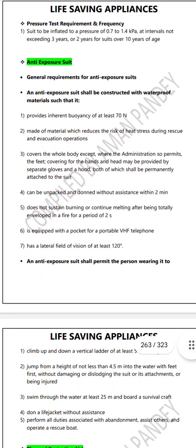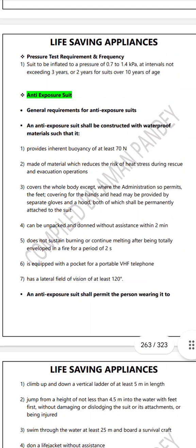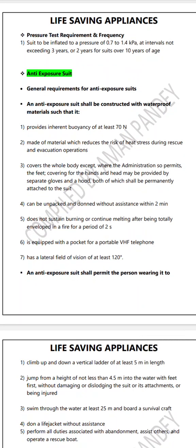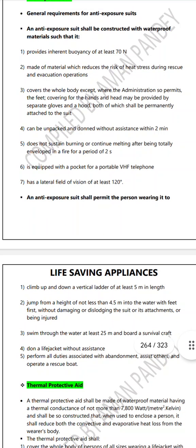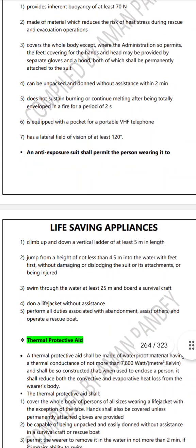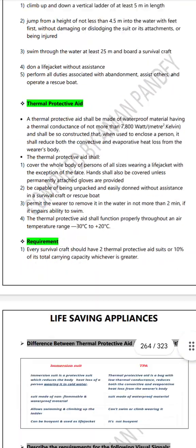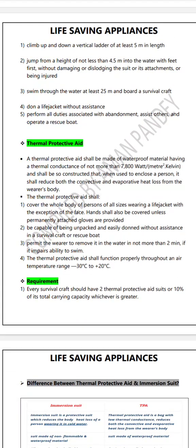Anti-exposure suit, 120 mm horizontal sector. So this is all about your requirements for anti-exposure suits. It is the same as the immersion suit. The only difference is they provide inherent buoyancy. It's mentioned as 70 Newton, and a lateral field of vision of at least 120 degrees. An anti-exposure suit should permit the person wearing it to climb up and down a vertical ladder of 5 meters, the same as 4.5 meters, and swim through water at least 25 meters and board a survival craft.